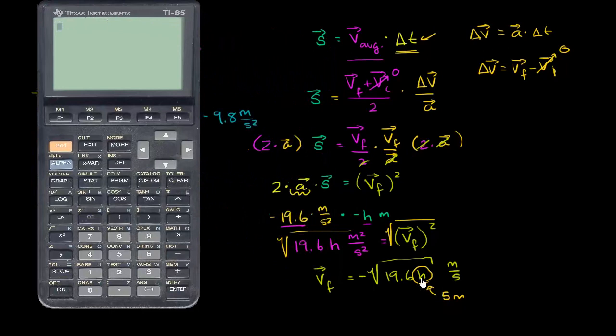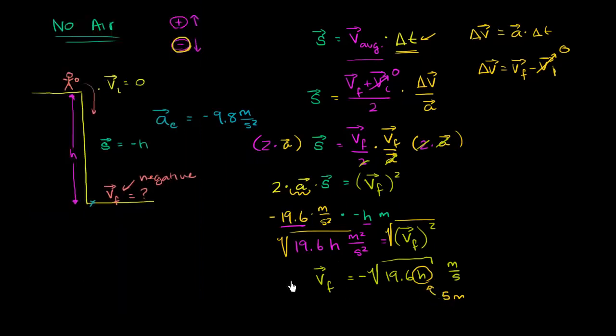If we put 5 meters in here, we get 19.6 times 5, which gives us 98. So almost 100. And then we want to take the square root of that, so it's going to be almost 10. The square root of 98 gives us roughly 9.9, and we want the negative square root of that.